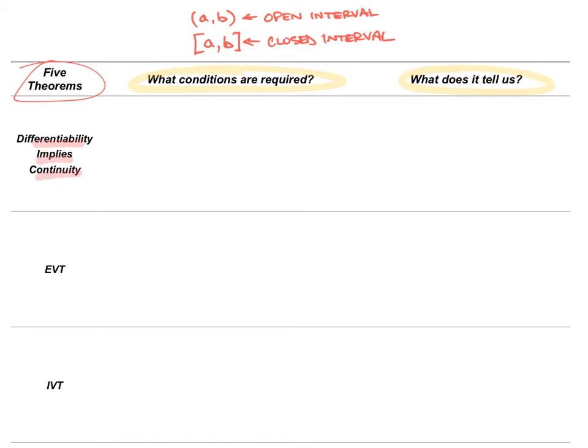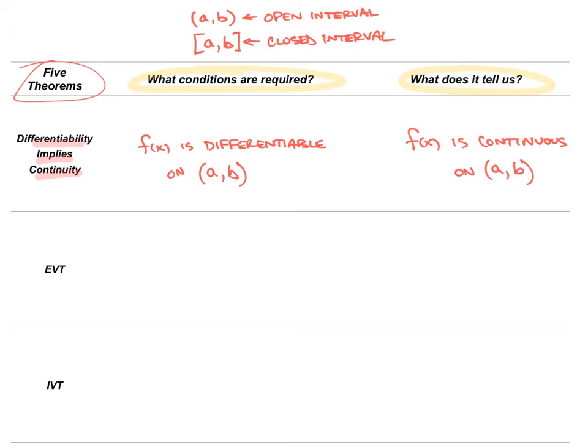Differentiability implies continuity. This one requires that the function in question is differentiable on an open interval from a to b. And what are the consequences of that? This theorem tells us that if it's differentiable on that interval, then f of x is continuous on that interval.